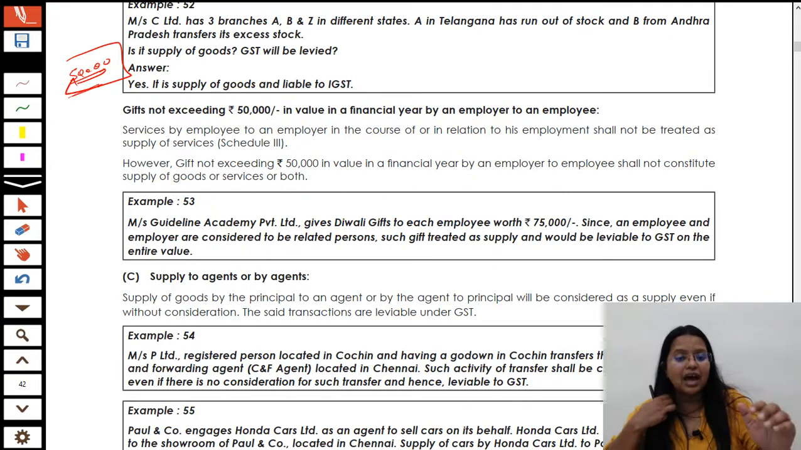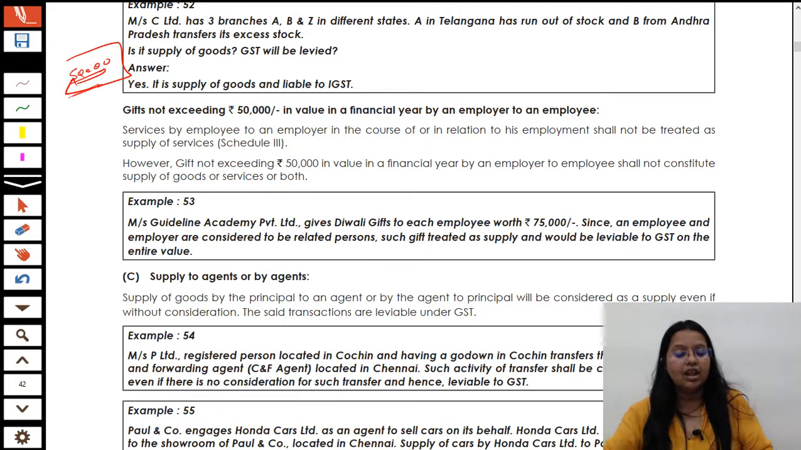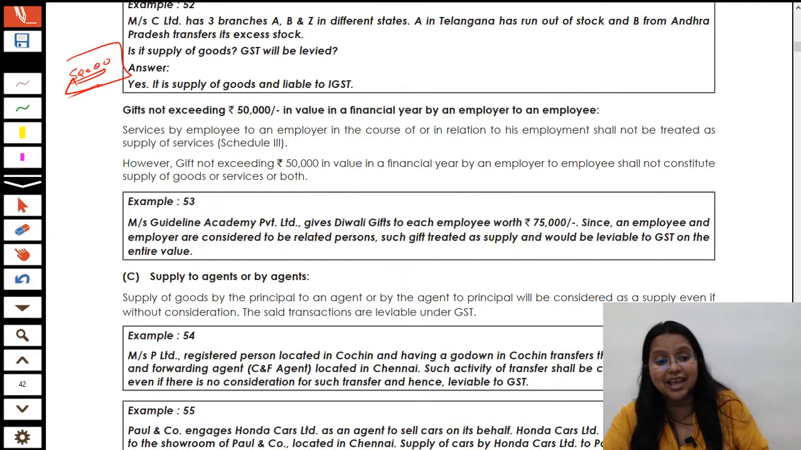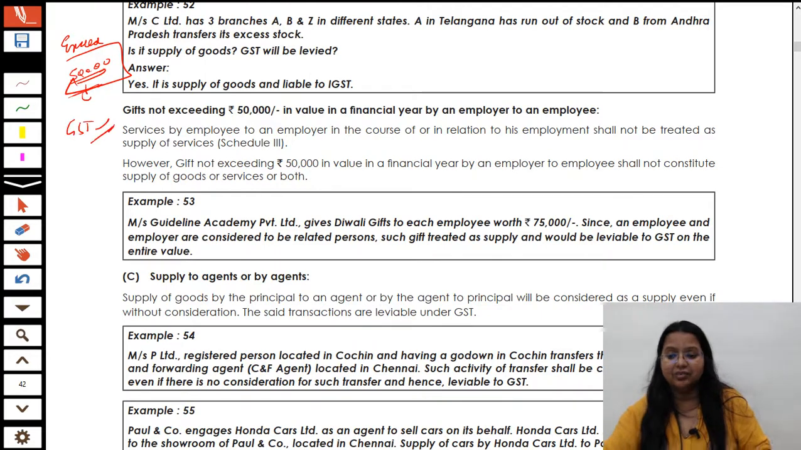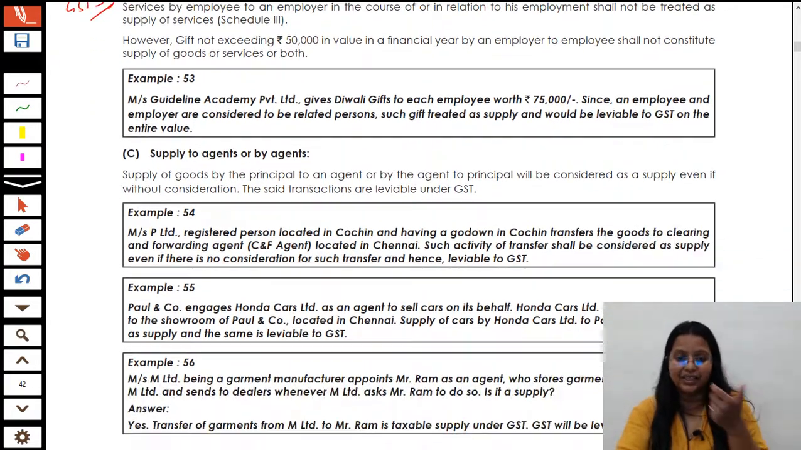If gifts are of the value of rupees up to 50,000, so no GST shall be leviable, in a financial year. But in a financial year, if the employee receives gifts exceeding rupees 50,000, students, so GST shall be levied. Yes. Okay. So I hope you got this point. Very good. Next question, example 53, look at it.